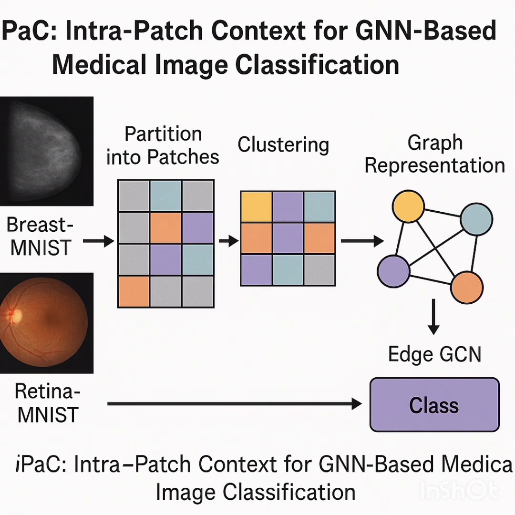It's worth noting, though, that one dataset, RetinaMNIST, the retinal scans, proved the most difficult for all methods, including iPac. Lower overall accuracy there. Yes, it suggests that even with these advanced graph methods, dealing with extremely fine-grained structures like the dense vessel networks in retinas remains a significant challenge.